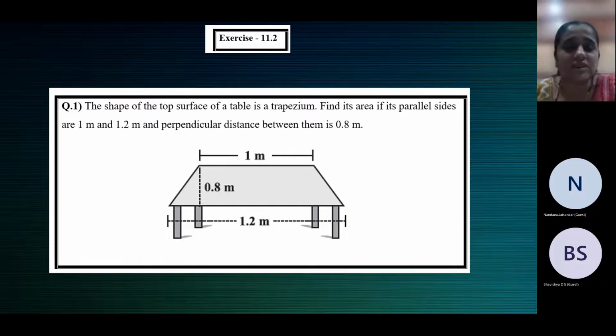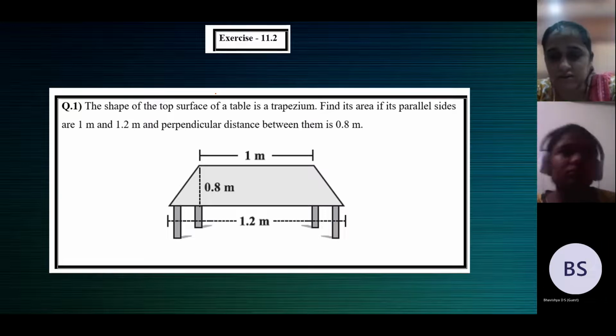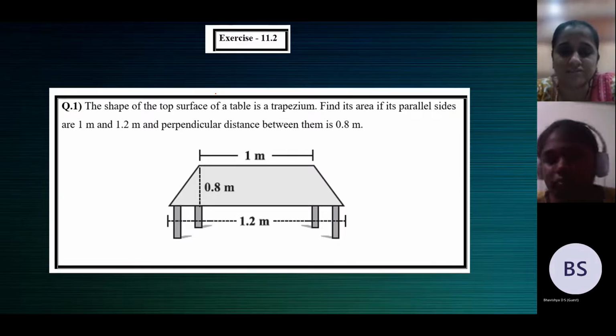Yeah, so in the last class, we finished the examples before this exercise 11.2. Now let's work out the sums in this exercise. Here, the shape of the top surface of a table is a trapezium. Find its area if its parallel sides are 1 meter and 1.2 meters and the perpendicular distance between them is 0.8 meters. So I think this is pretty simple.